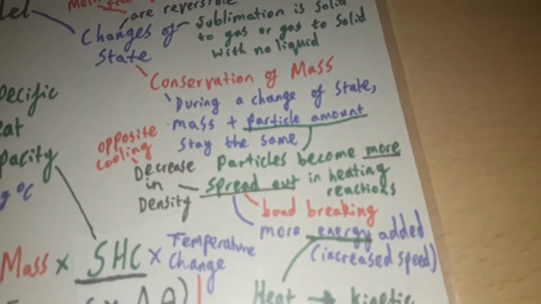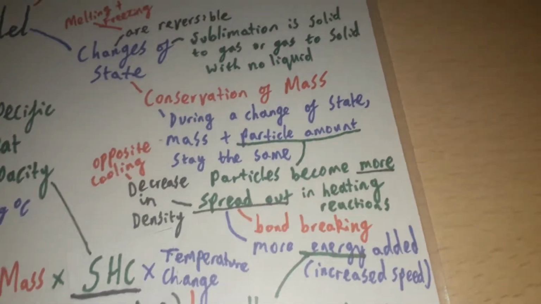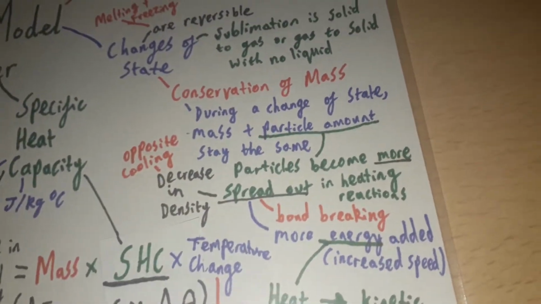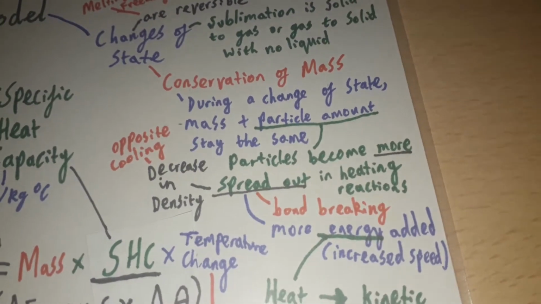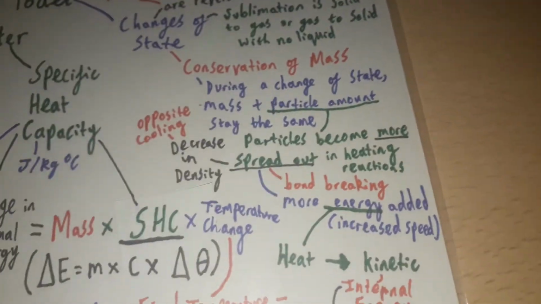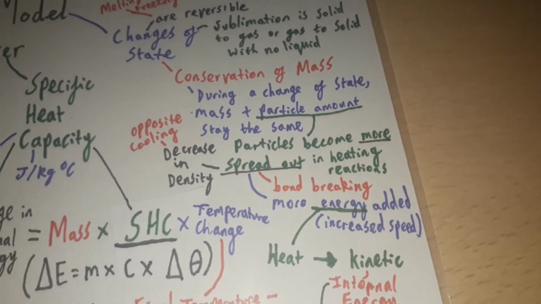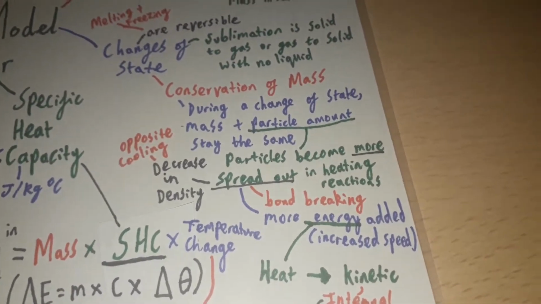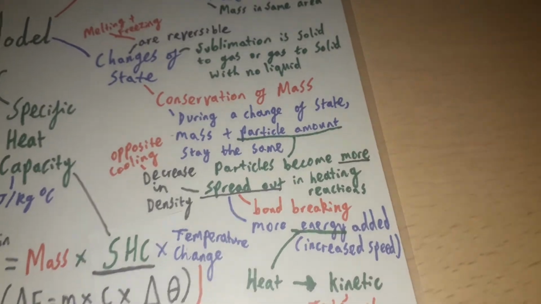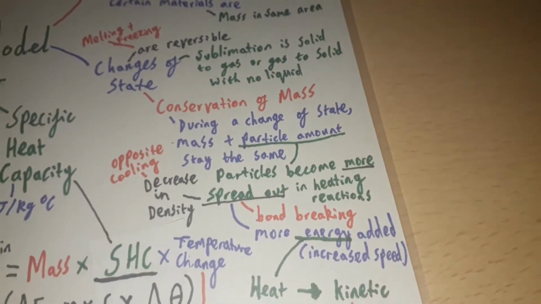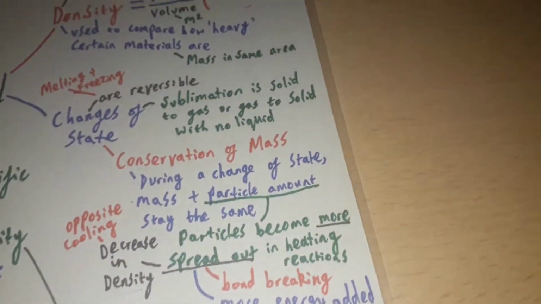And overall, because in heating reactions the particles are more spread out, that leads to a decrease in density. And for cooling, there's the opposite effect. It leads to an increase in density, because if you think about it, cooling something makes more bonds and it takes away energy. So if the opposite things happen to it, it has the opposite effect in a way.